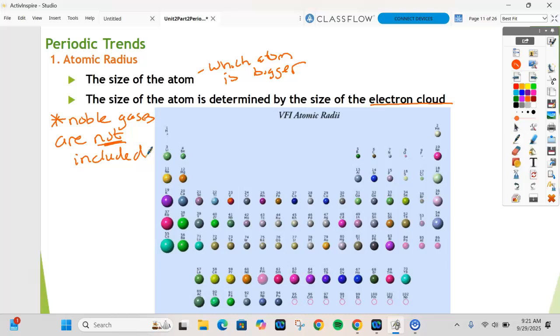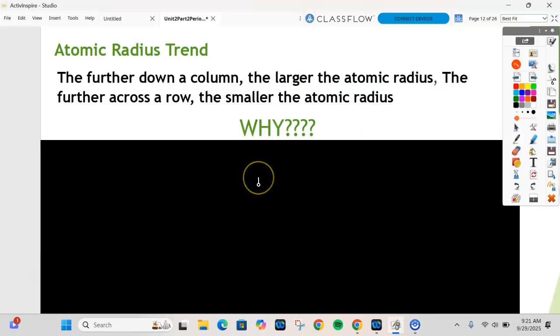But we can see with this graphic that it is a pretty nice trend, and that is really what we look at. The further down a column, the larger the atomic radius, and the further across a row, the smaller the atomic radius. Now, that hopefully is easy. That's something you can memorize and compare, but you're also going to have to explain why that is. And an element's position on the periodic table is not an explanation. The element doesn't know where it is on the periodic table.